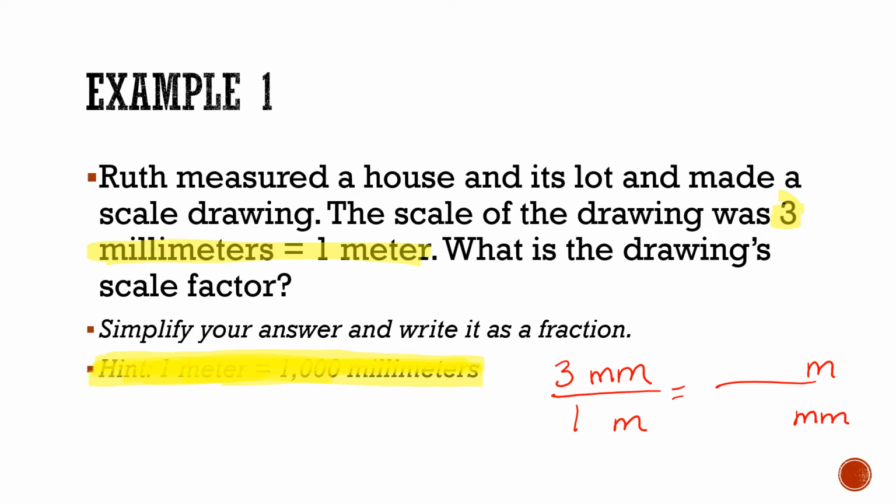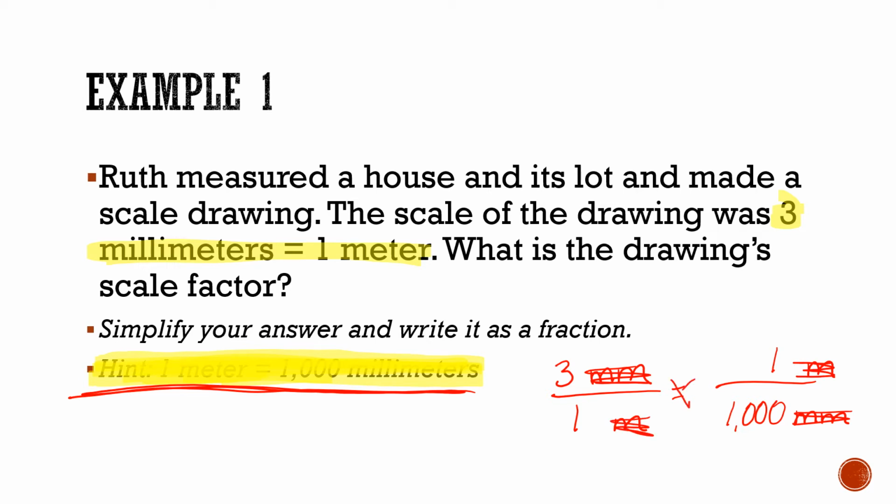And then I'm going to use this information here that I've highlighted that I told you to write down. So I'm going to use that to fill it in. So 1 meter and 1,000 millimeters. Now, when my units are opposite like that, they cancel each other out. So I'm going to multiply straight across here. So 3 times 1 is 3. And 1 times 1,000 is 1,000.